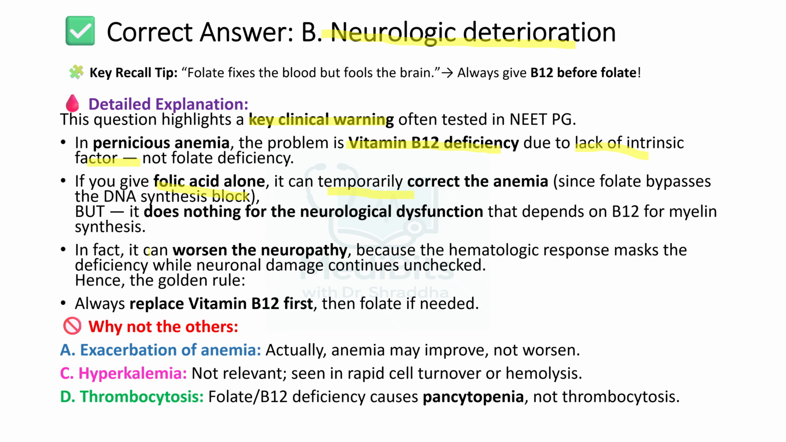In fact, it can worsen the neuropathy because the hematologic response masks the deficiency while neuronal damage continues unchecked. Hence the golden rule, always replace vitamin B12 first, then folate if needed.